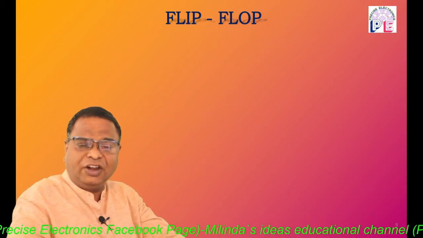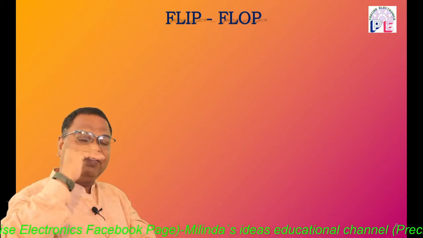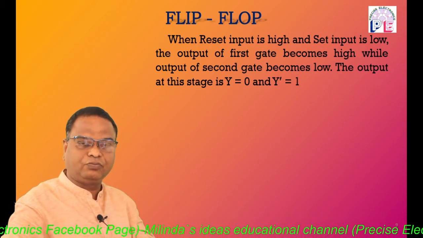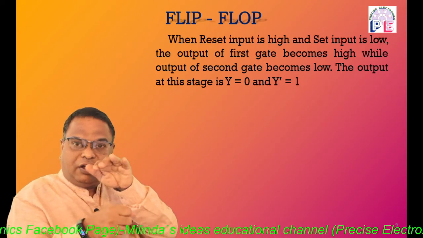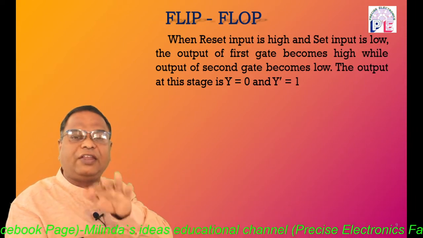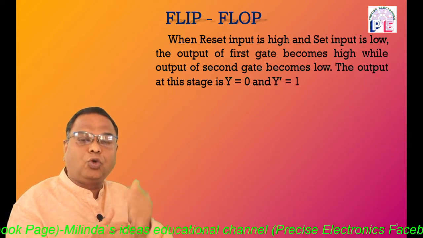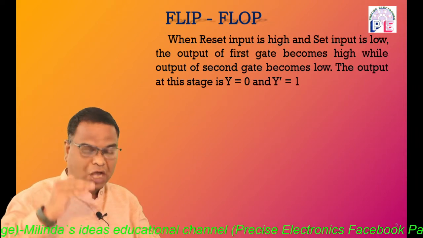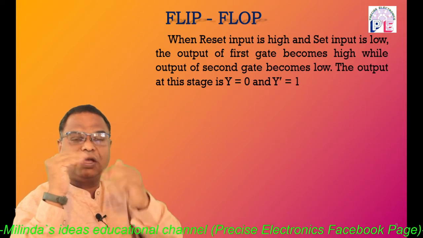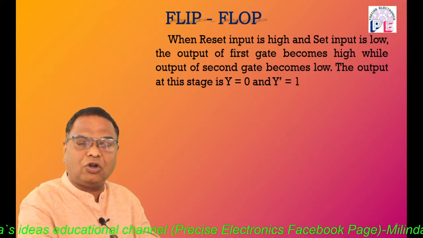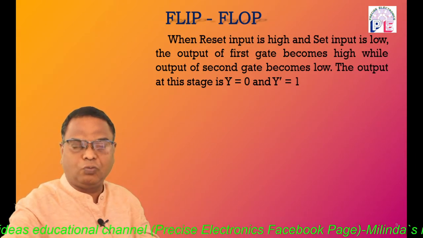Next condition, when reset input is high and set input is 0. S is 0, R is 1. When the set input is 0 and reset input is 1, the output of the upper NOR gate now becomes high. That is Y complement, while the output of the lower NOR gate remains low.